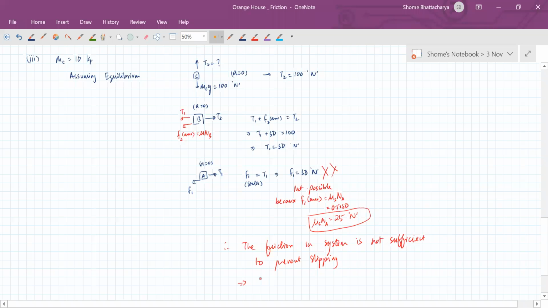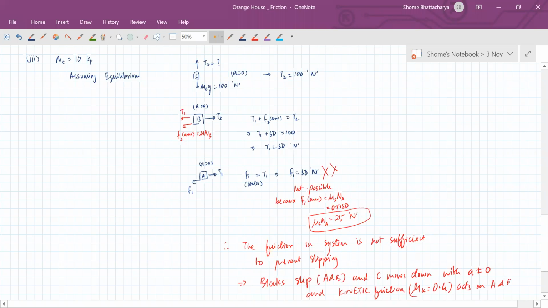So that implies that the blocks slip, that is A and B, and C moves down with some acceleration not equal to 0. And also kinetic friction, for which the coefficient of friction is given as 0.4, acts on A and B.